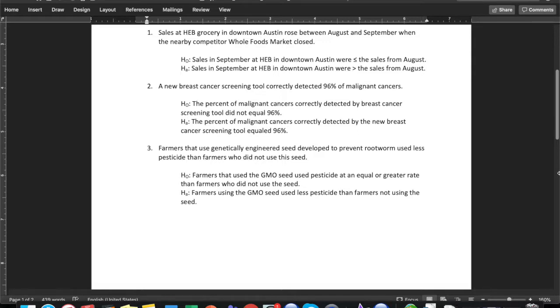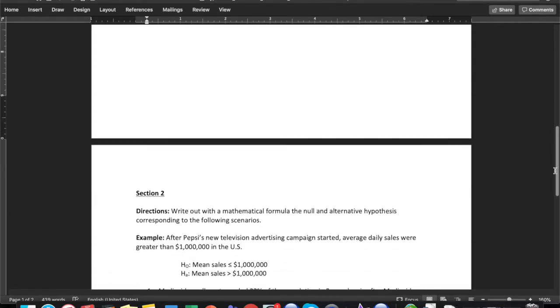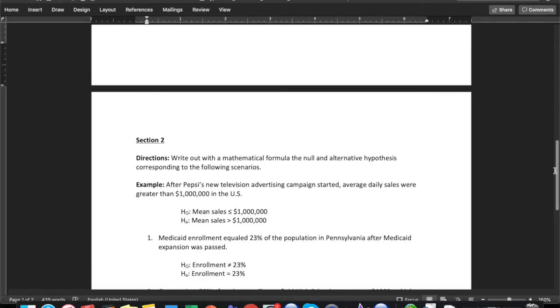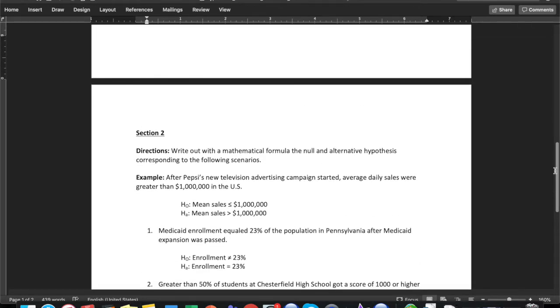After Pepsi's new television advertising campaign, average daily sales were greater than $1 million in the US. So this would be a greater than versus less than example. We would be trying to prove that, so the null hypothesis, what we're assuming, is that mean sales are less than or equal to $1 million. The alternative is that the mean sales are greater than $1 million.